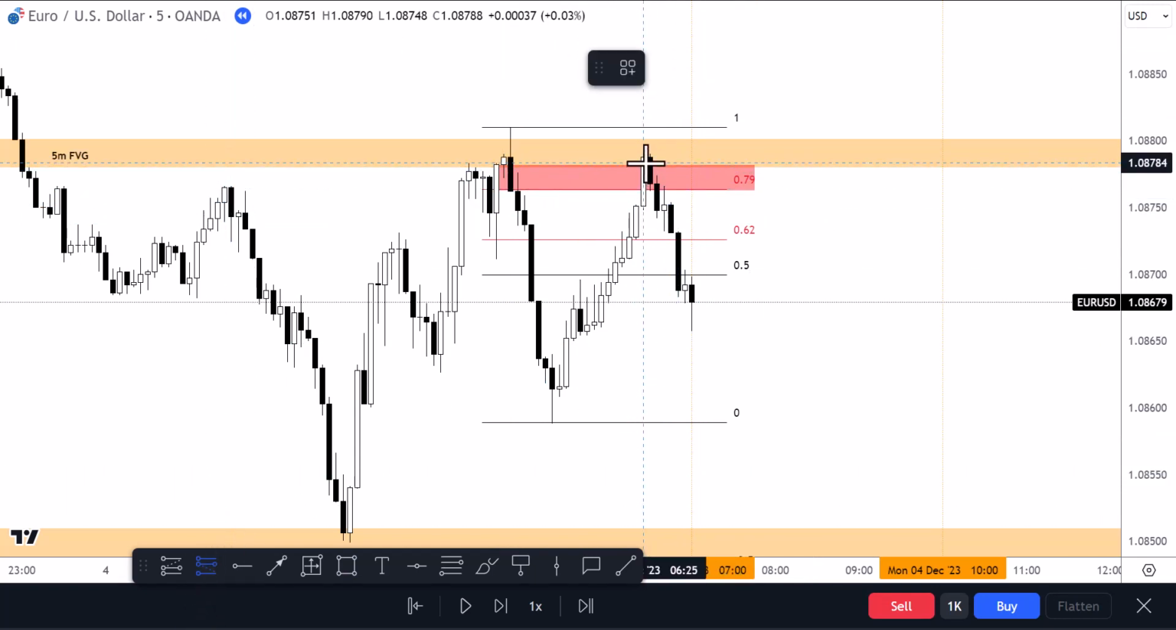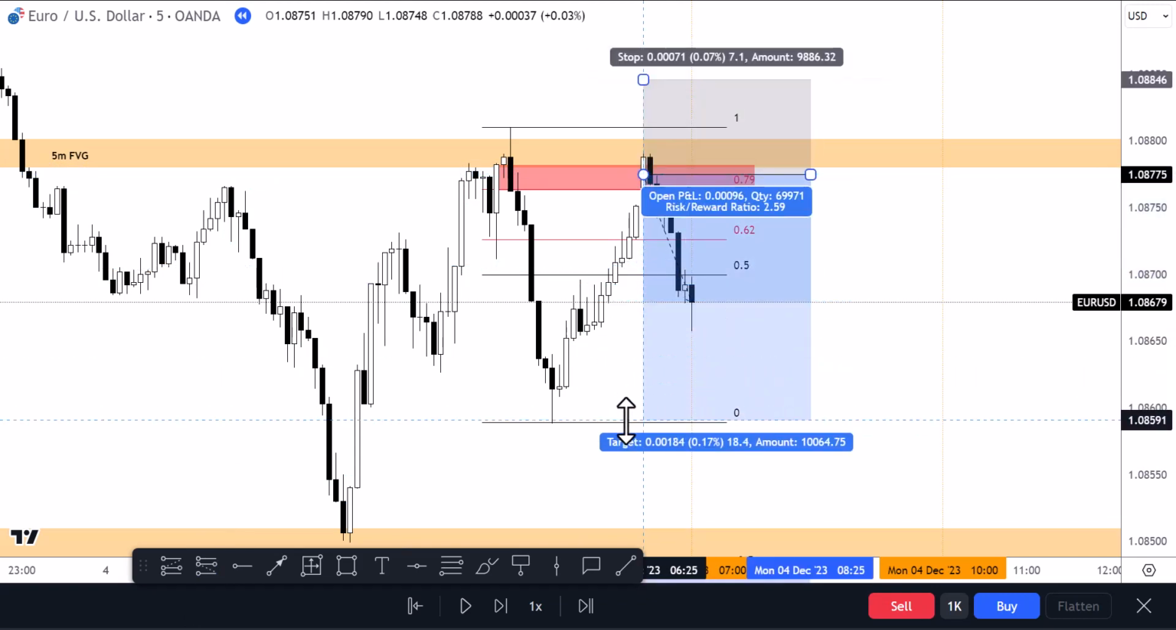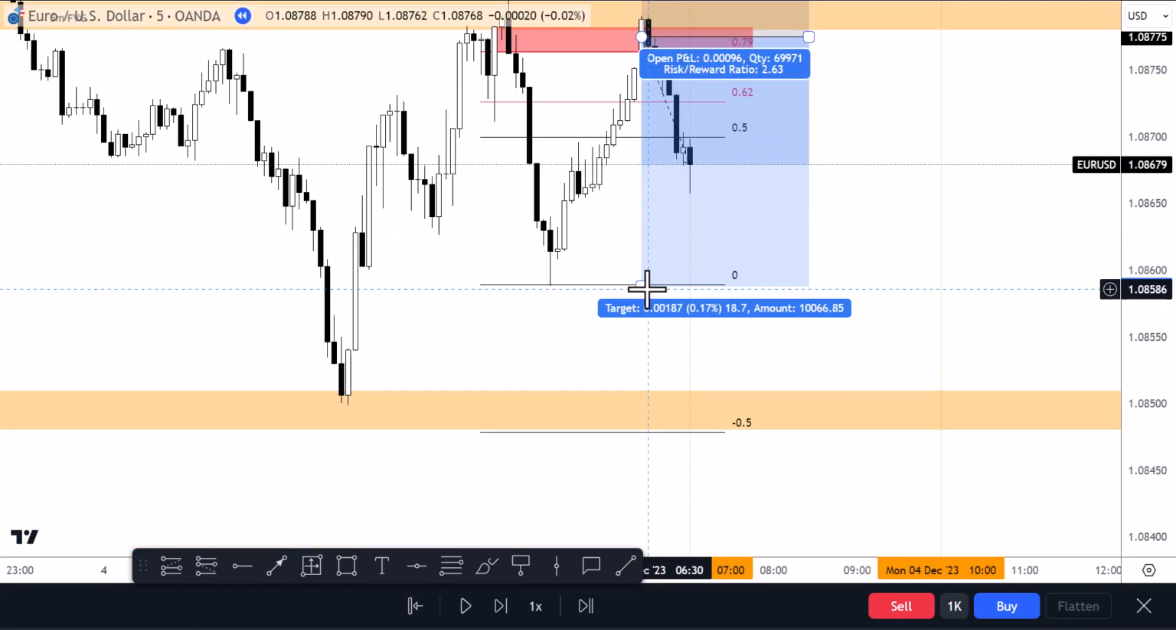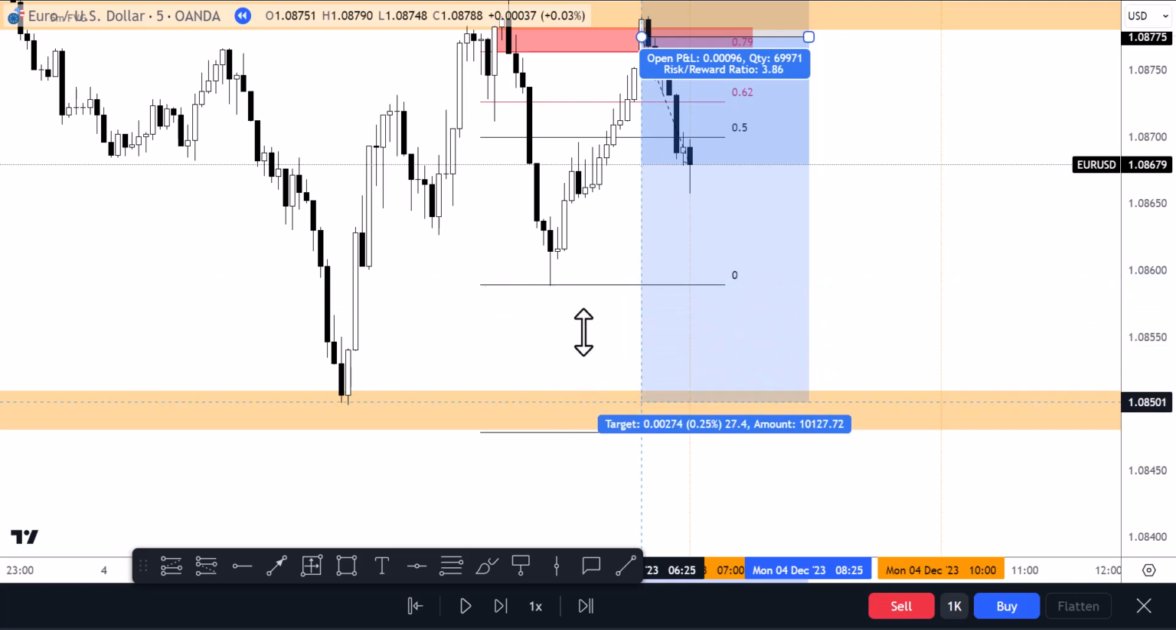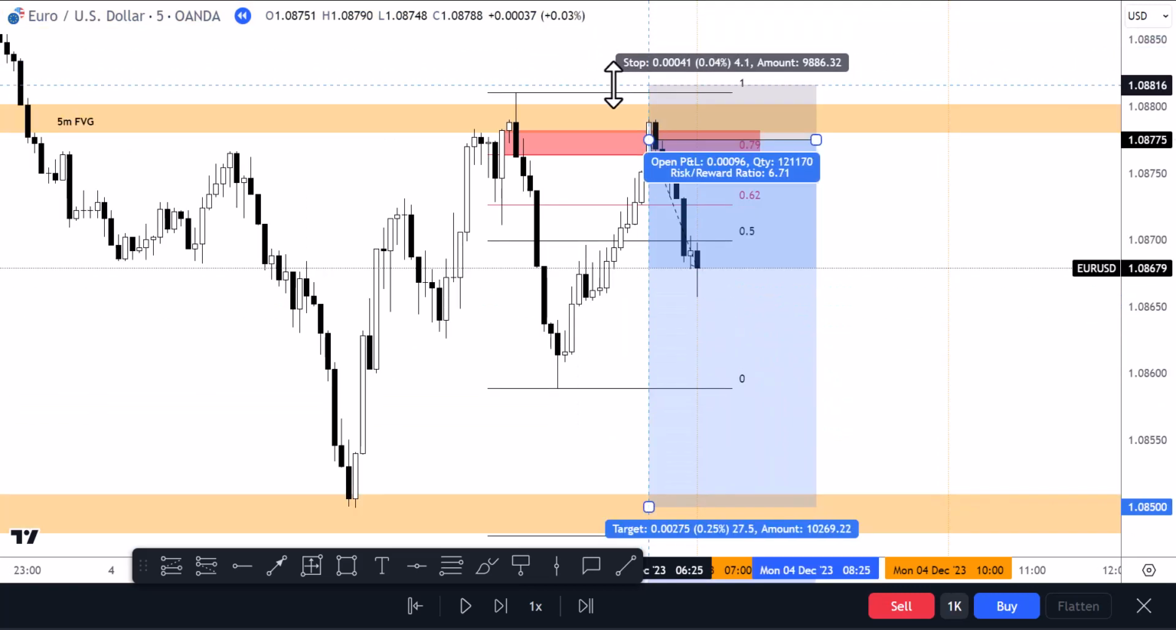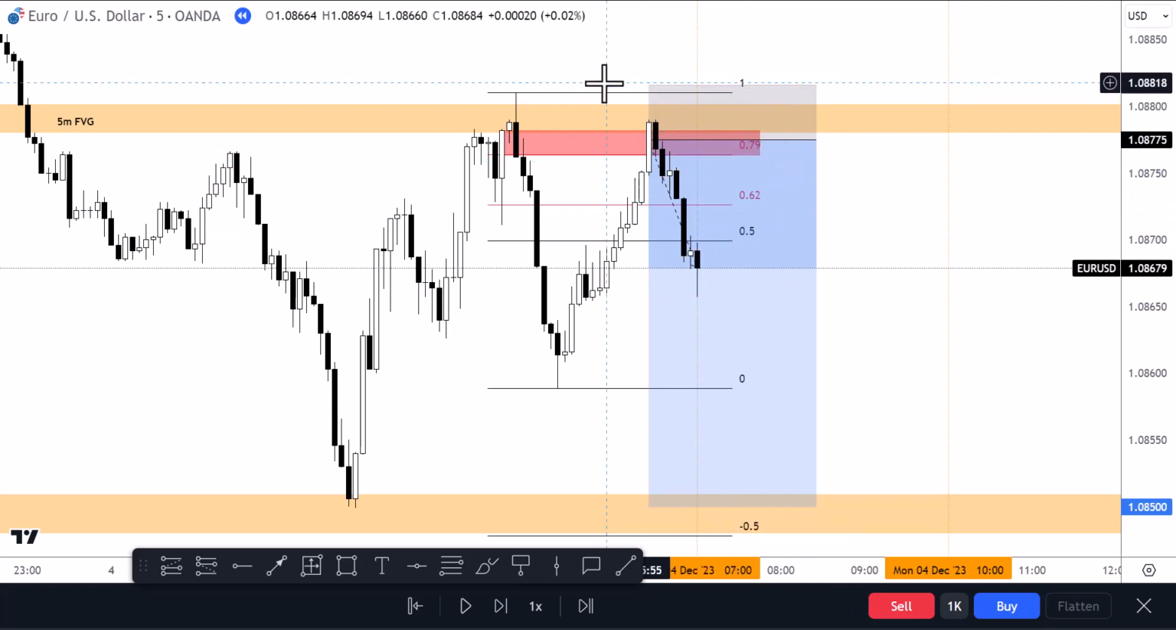We could have gone short at this order block that I'm going to talk about in just a sec. So first target here, and then second target right at this low. Then we had our stop just above this high. So we have a 1 to 6 setup.